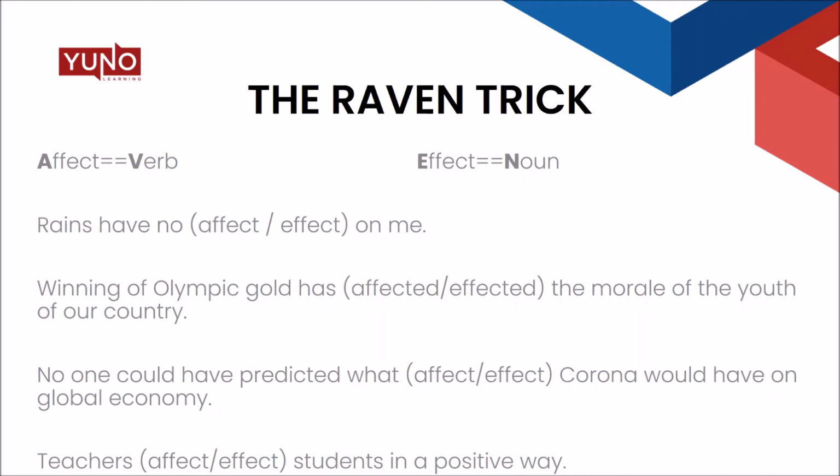Okay, friends, now I have a small little quiz for you. Let's see how well we have understood the difference between affect and effect. The first sentence that we have is, rains have no effect on me. Which one do you think is the right answer? Think. Rains have no impact or they have no consequence on me. So what is the right option? Option B, B for Bombay.